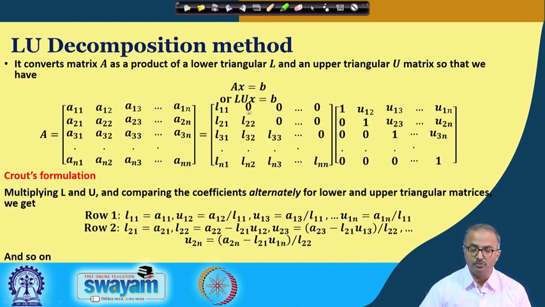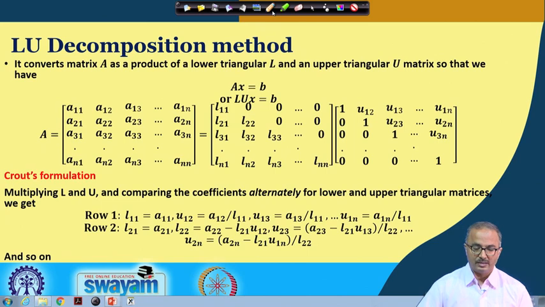Now you can see that if you multiply these L and U matrices and compare with the parent matrix, you can find the value of all these elements of the lower triangular and upper triangular matrices. So here I have shown you that if you consider row 1, you can get the value of L11, U12, U13, etc. Then if you go to row 2, you can get L21, L22, L23, etc. So this is the way you can keep going and find all the values of L and U.